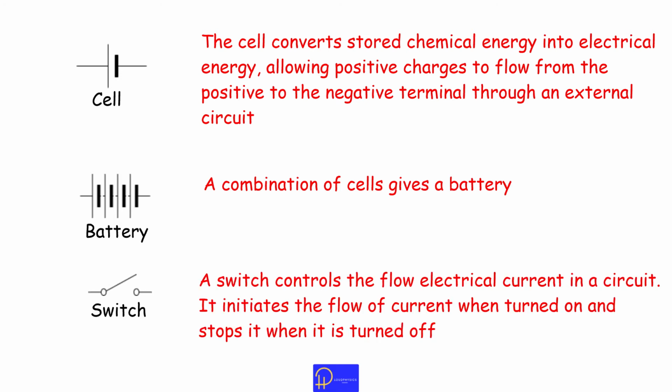A switch controls the flow of electrical current in a circuit. It initiates the flow of current when it is turned on or when it is closed, and stops the flow of current when it is off or when the switch is opened.